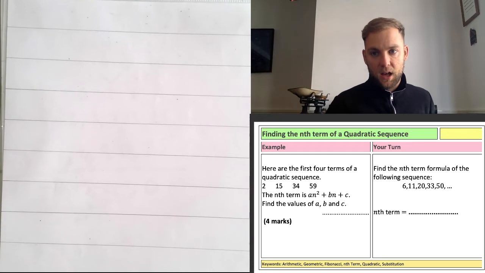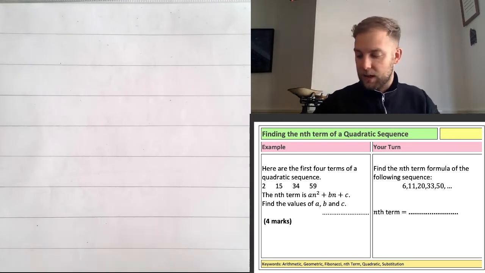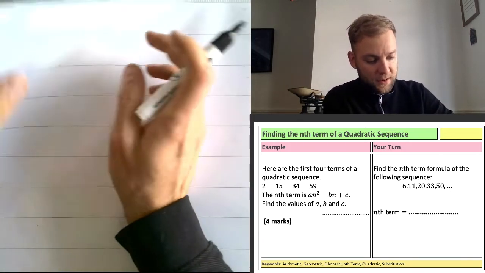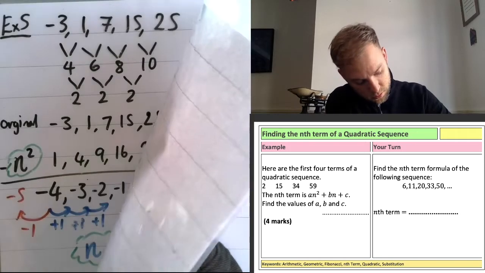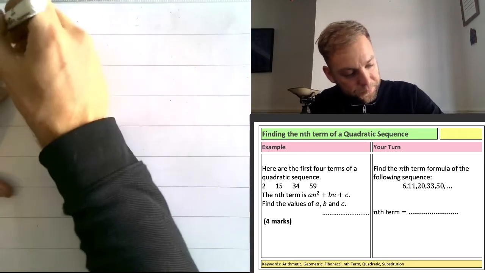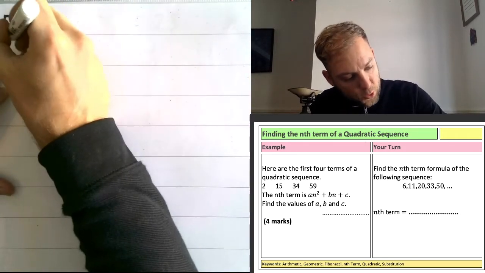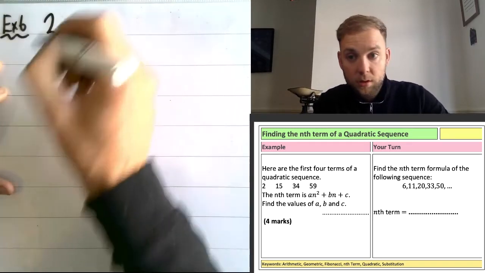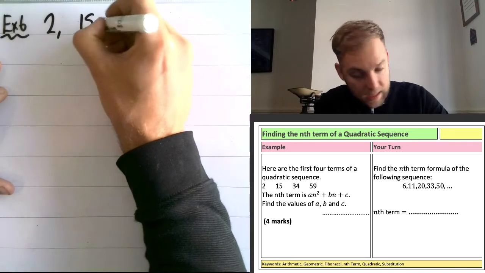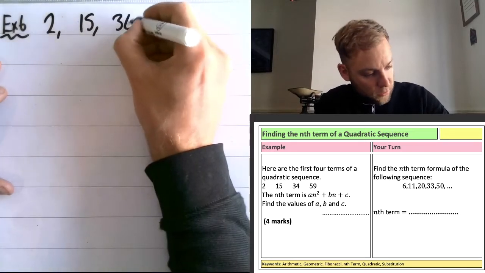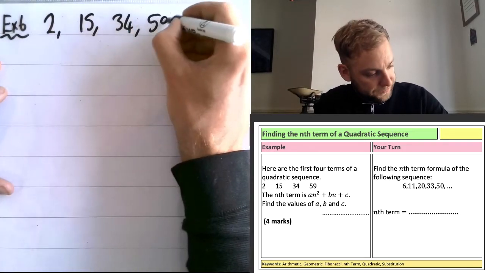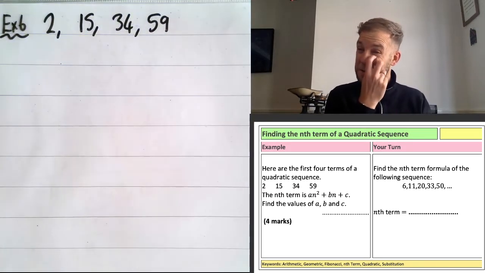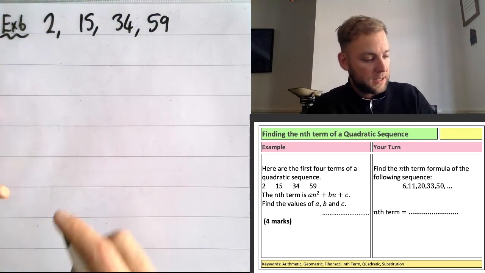Okay, so let's have a look then. This one here is example 6. Do make sure you're getting these down. So let's write it down: 2, 15, 34, and 59. The first thing I'm going to do is see what it's going up by each time.